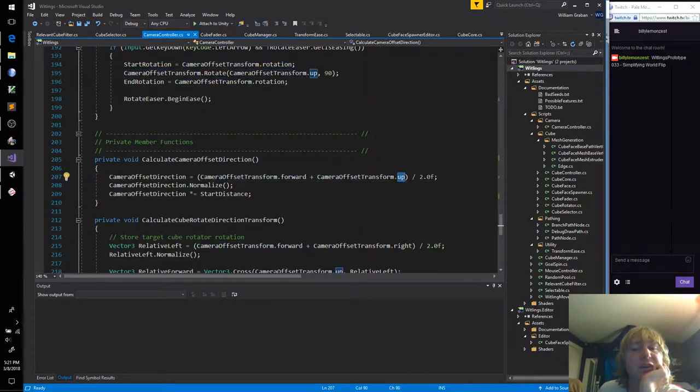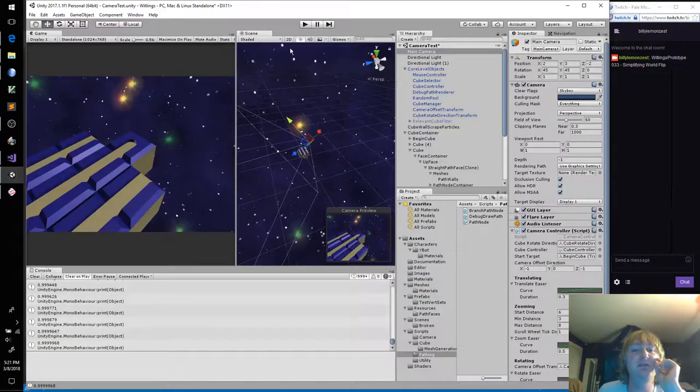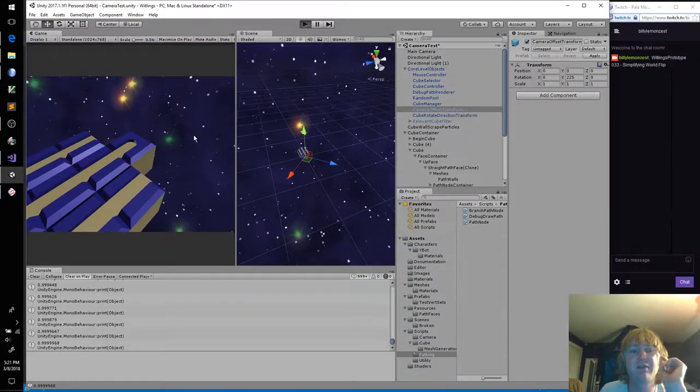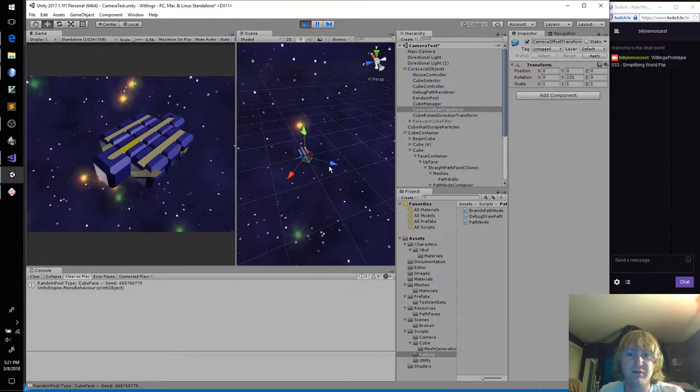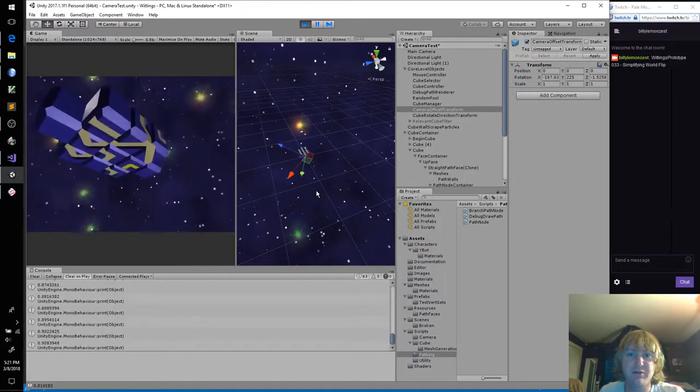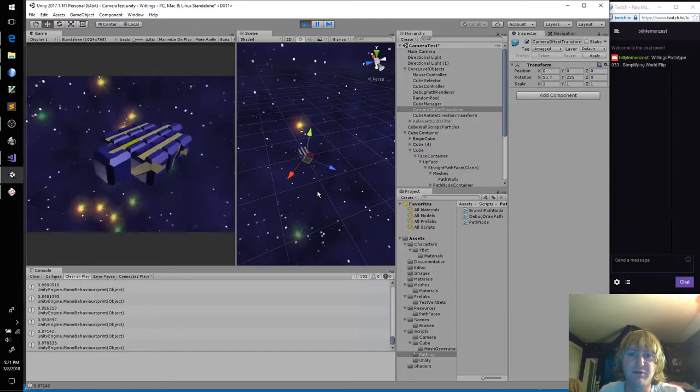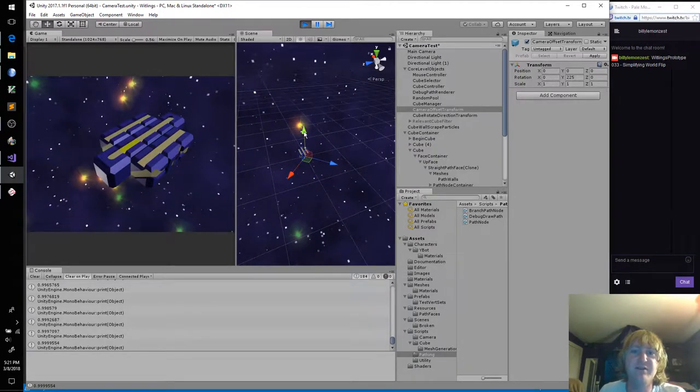Forward and up. We normalize and then we multiply by the start distance. So this forward and up, these are always staying the same. Forward and up. So we're adding those two together, dividing by two, normalizing it to get the 45 degree sort of isometric angle that we desire.